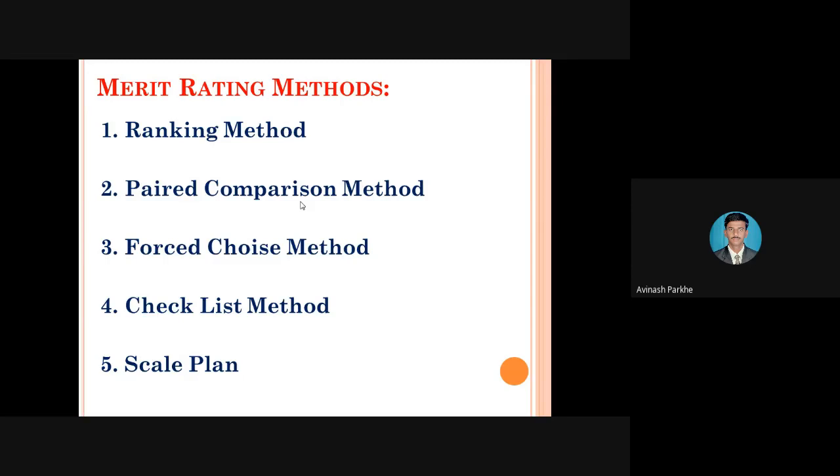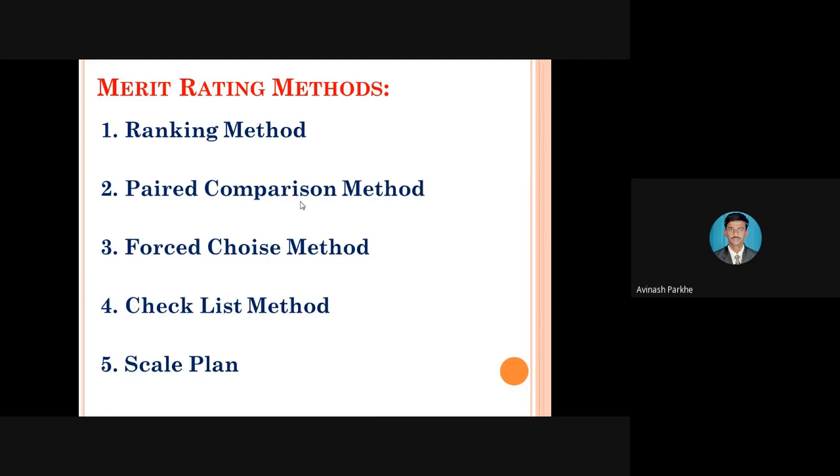So these 5 methods also we have to keep in mind, because based on these methods, again MCQ questions will be there. "Following methods are the merit rating methods." The 4 options will be given. In those 4 options, some job evaluation methods are also there, some merit rating methods are also there. So don't get confused in that.